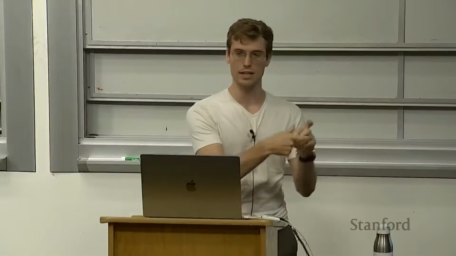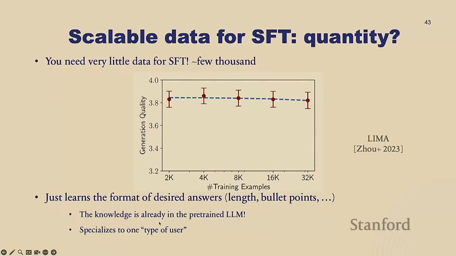Another way of saying it is that your pre-trained models essentially model the distribution of every user on the internet. One might write bullet points, another one might answer a question with an answer. So all you tell your model is, you should actually be optimizing more for this type of user than another one. You're not teaching it anything through this SFT, supervised fine-tuning. All you do is tell the model to optimize for one type of user that it already saw in the pre-trained data set. So the knowledge is already in the pre-trained LLM, and you just specialize to one type of user.